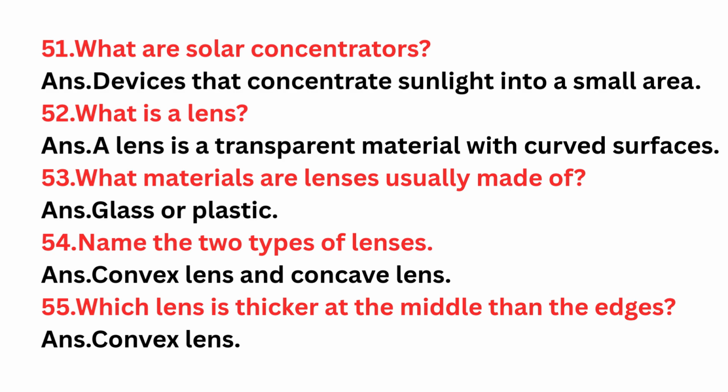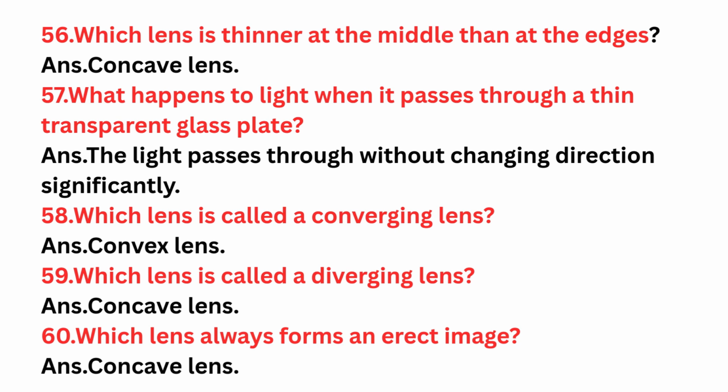Question number 55. Which lens is thicker at the middle than the edges? Answer. Convex lens. Question number 56. Which lens is thinner at the middle than at the edges? Answer. Concave lens. Question number 57. What happens to light when it passes through a thin transparent glass plate? Answer. The light passes through without changing direction significantly.